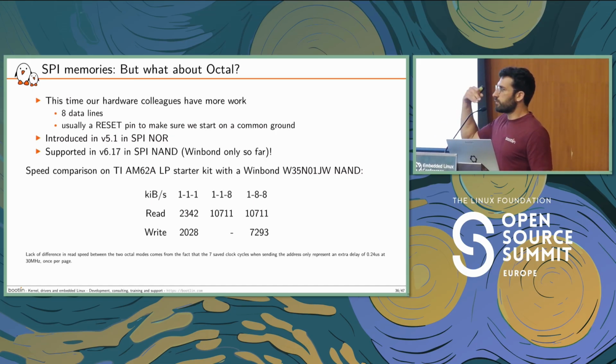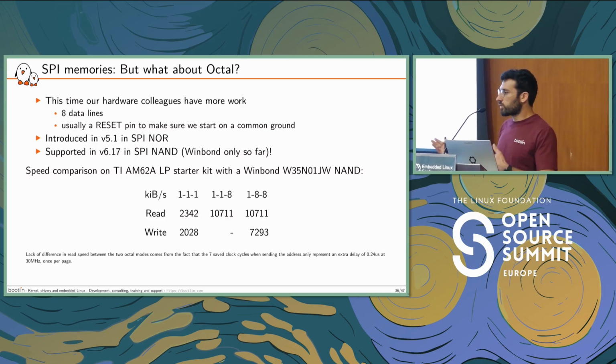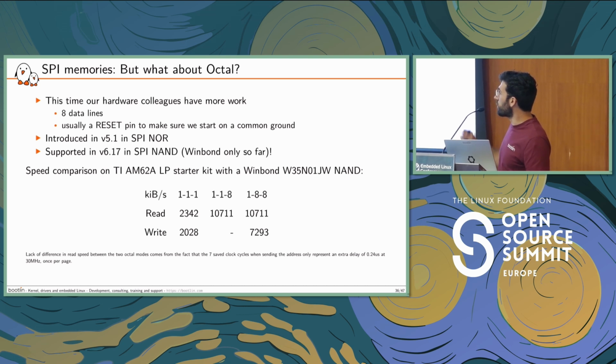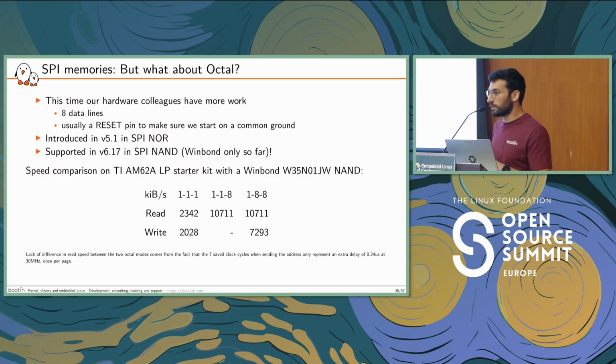But then, if we have quad support, what about octal support? It's no longer a SPI chip anymore, I guess, but it's still connected to a SPI controller. We have octal chips with 8 data lines. So this has been introduced in 5.1 in SPI NOR, and way more recently, it will be part of 6.17 for SPI NAND. Here is another benchmark. On the TI platform with a Winbond chip, you can see this time the results are massively better, ×5 in terms of throughput.